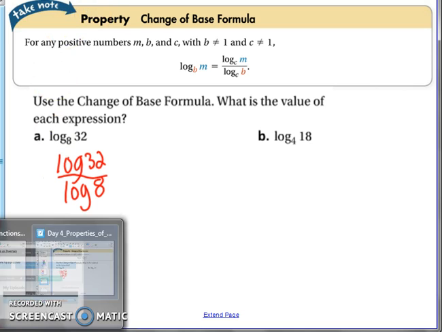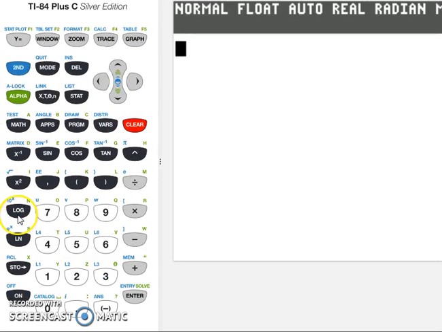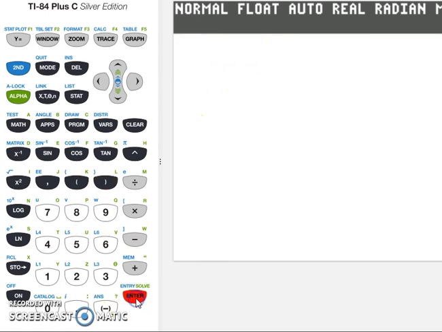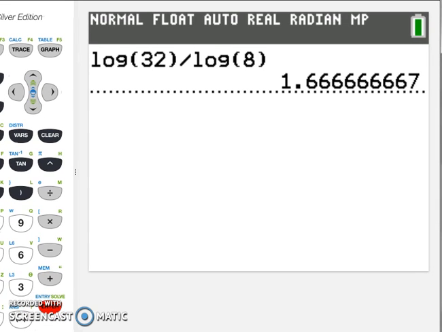If we plug this in the calculator, here's the log button. We put in the log of 32, close parentheses, divided by the log of 8. We want to make sure that we close the parentheses. If you don't close the parentheses on the 32, it's going to take 32 and divide it by the log instead of taking this whole answer. Then we hit enter, and our answer is 1.67.